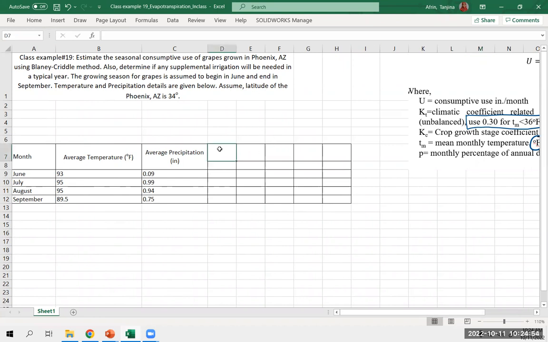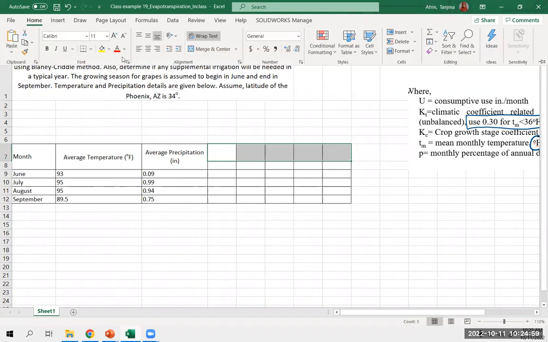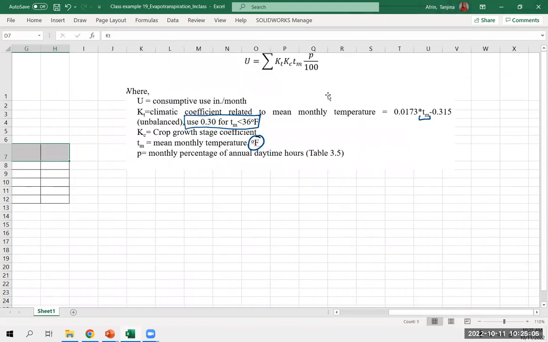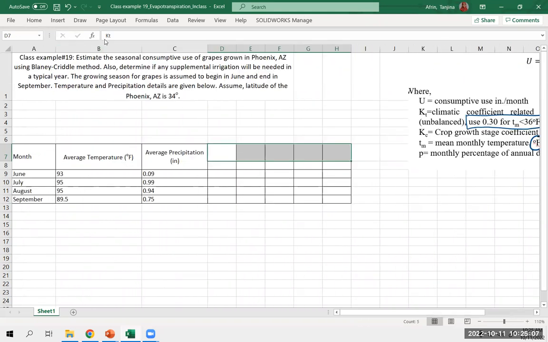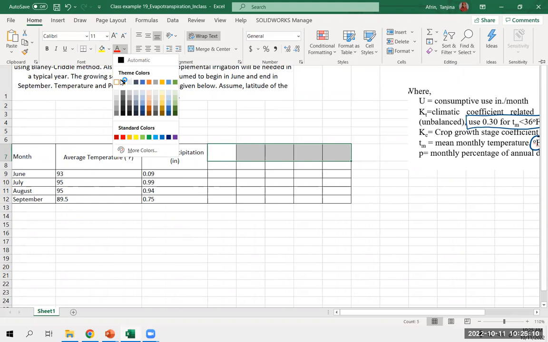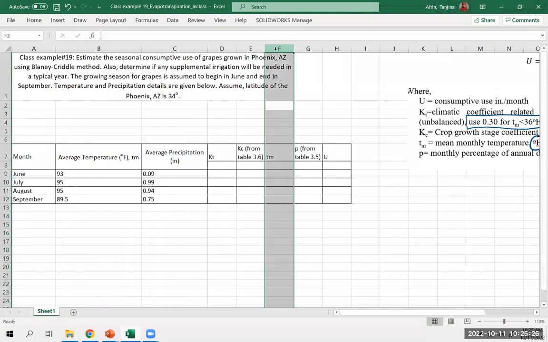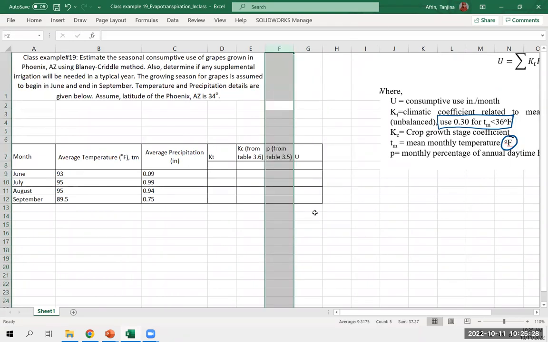So what we will do, let's set all the headers for this table. Since we need KT, KC, P, at least we need to have 3 columns here. This one, right? Now the only thing is that Tm is actually the average temperature which is given here. So I will name this one Tm and I will delete this column. I don't need that column. That is actually extra. I think now it's better, right?